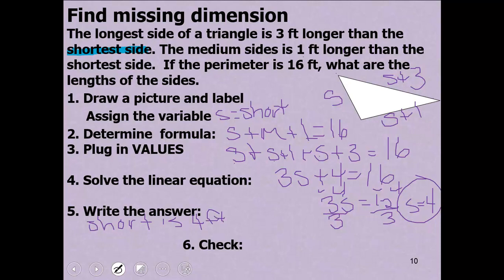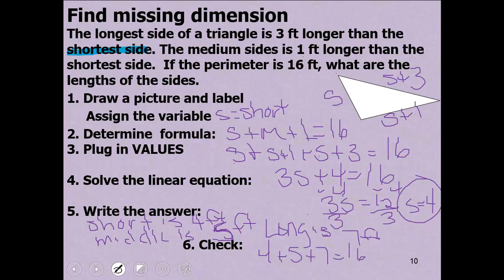Okay, what should my middle one be? Middle is 4 plus 1, so that's going to be 5 feet. And my long is what? Short plus 3, so that's going to be 7 feet. So if I add those 3 up, they need to add up to 16, do they? 4 plus 5 plus 7 has to equal 16. Well, that's 9 plus 7, so 16 equals 16. And yes, we got it. We got it, Toyota.